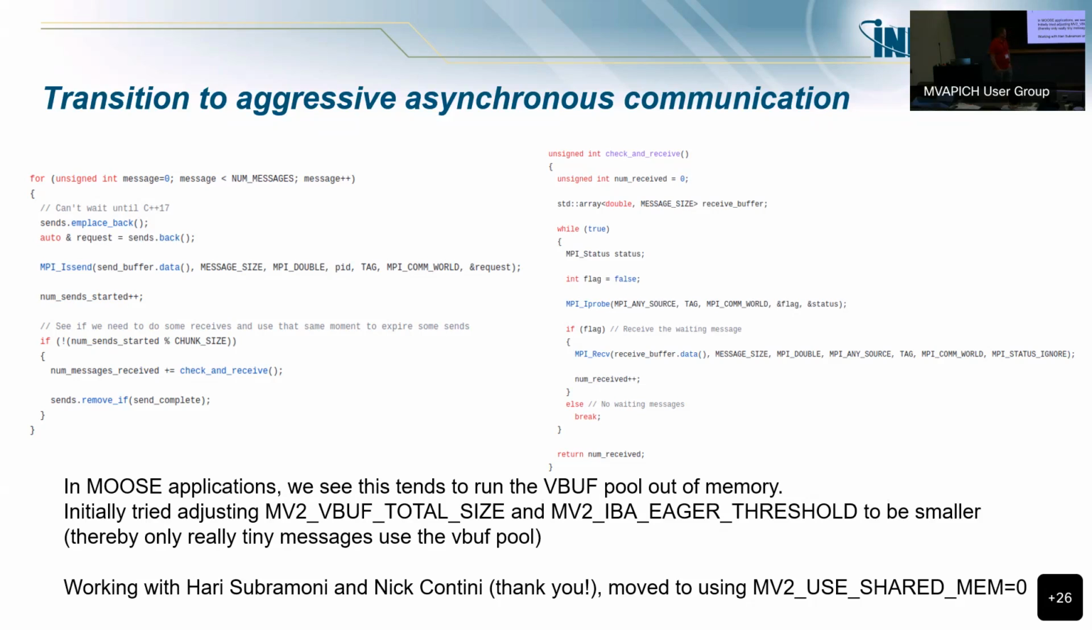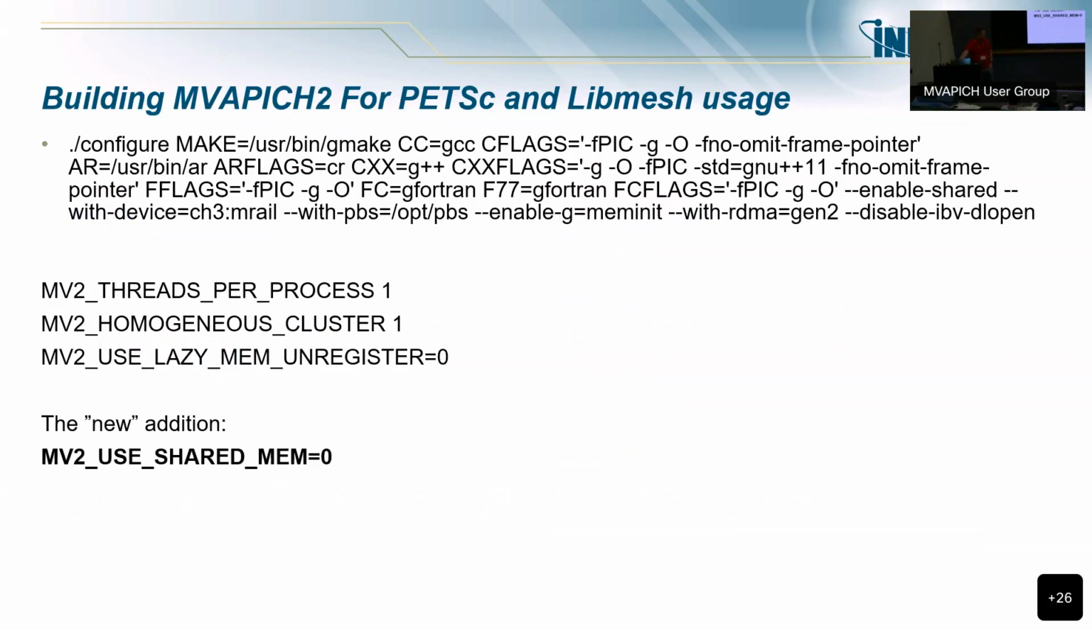Our initial plan was to try adjusting the IBA eager threshold. Just make it really, really small. Set it to 0, then there's no such thing as eager messages. Sure, you can fix it that way, but it hurts your performance. Performance is horrendous. So the best solution so far has been turning off the shared memory pathways. This is what all our users are doing right now. We turn off the shared memory pathways to enable these simulations to move forward.